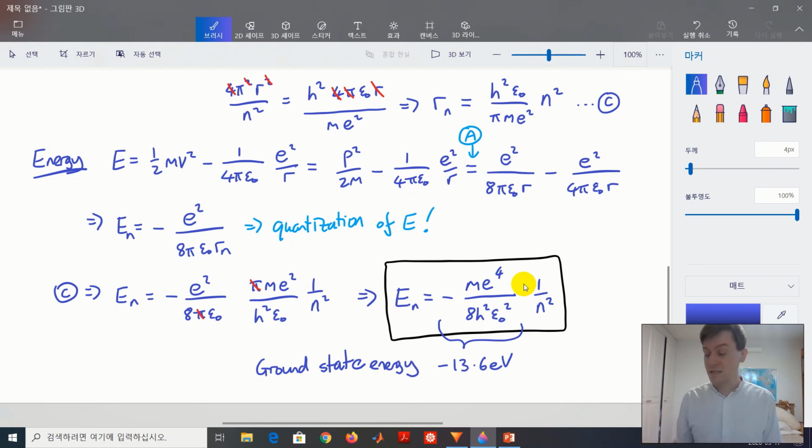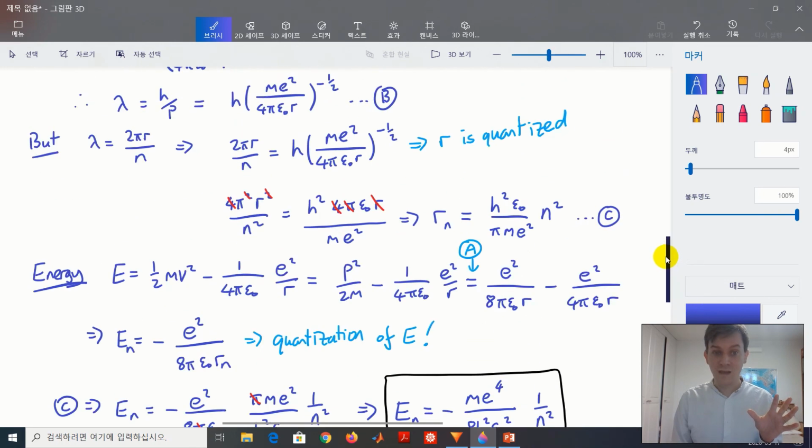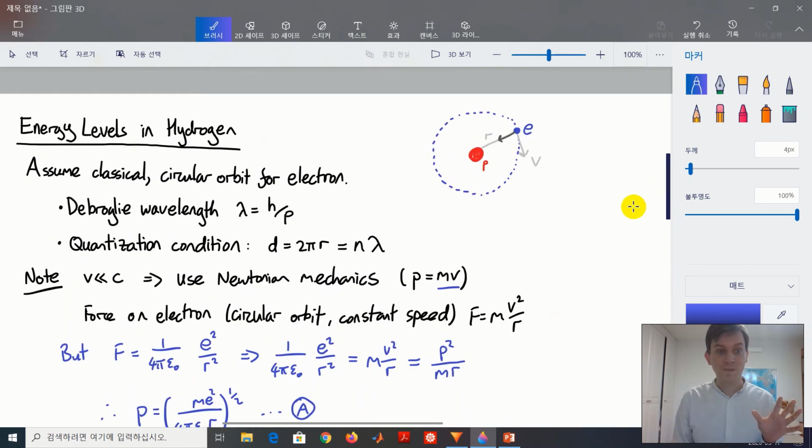Okay, so that's the end of this video, and this does show that you can get the correct formula for the quantization of hydrogen energy levels by using the two ideas of de Broglie. Firstly, that you can associate a wavelength with the particle depending upon its momentum, and secondly, that in the case of an electron going around a nucleus here, the total distance traveled by the electron in its orbit should be an integer multiple of this wavelength.